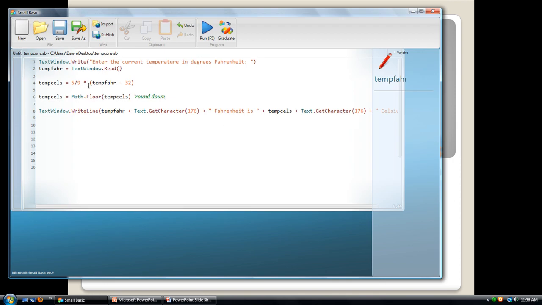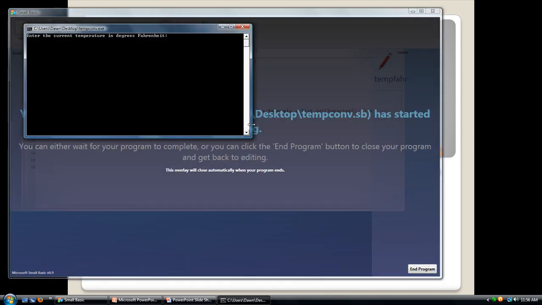Looking at the calculation on line 4 of the program, these parentheses are very strategically placed, and to prove a point, I'm going to delete them and run the program again. Okay, 32 degrees Fahrenheit, negative 15 degrees Celsius, that's inaccurate, as we know. So we need to talk about this.